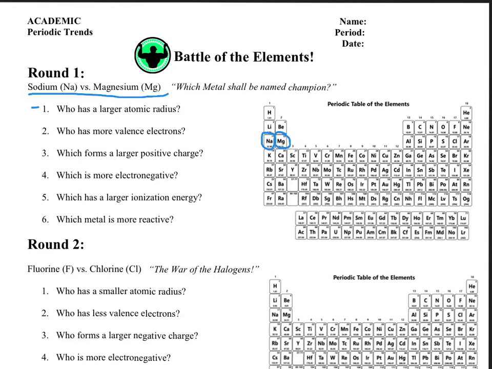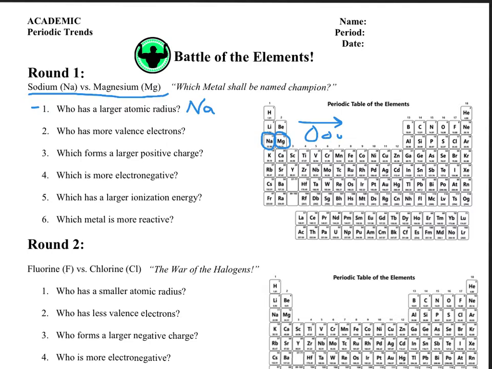Well, if you remember, when you go from left to right on the periodic table, atomic radius gets smaller and smaller. So because sodium is to the left of magnesium, sodium is going to be the element that's going to have a larger atomic radius. We know that trend. As you go left to right, radius gets smaller.